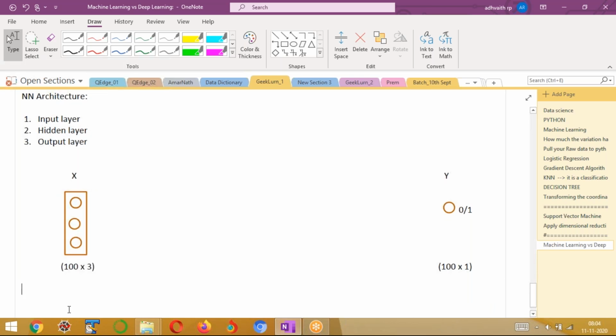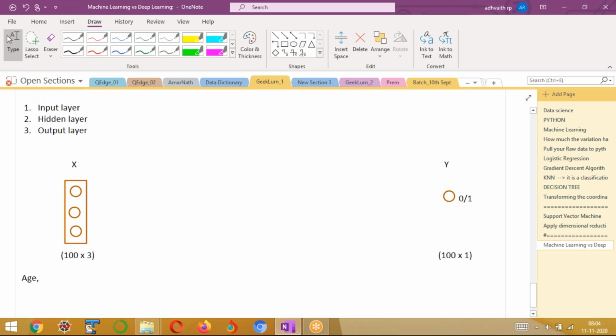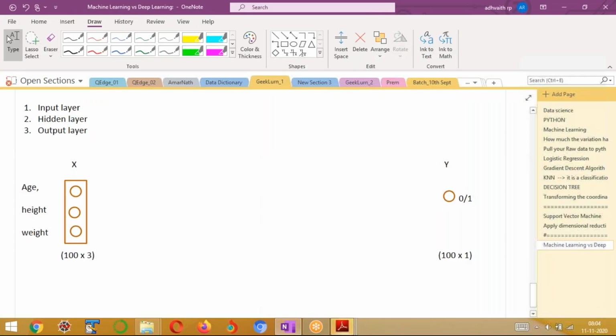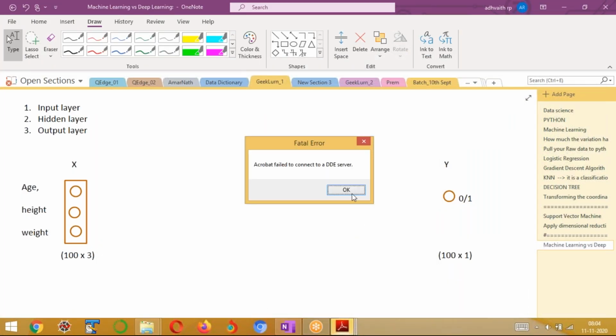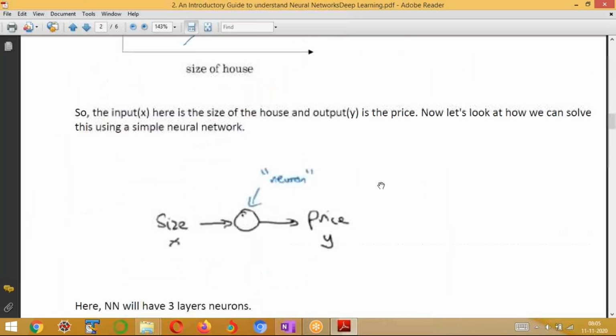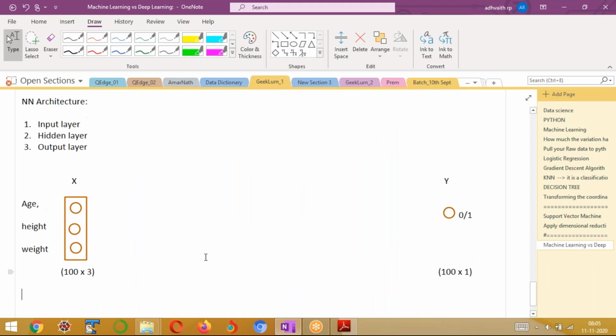And here we have 3 columns. What are the column names? Let's take age, you can consider it like this, height, weight. Now here, after doing several things, let's open. I'll come back to this point again later. We'll talk. So let me move to this.